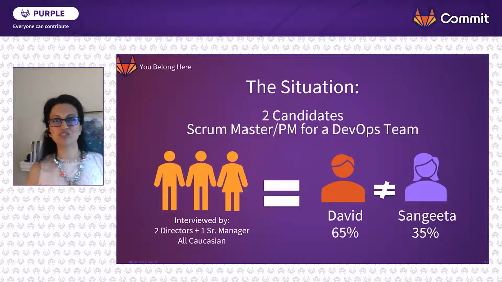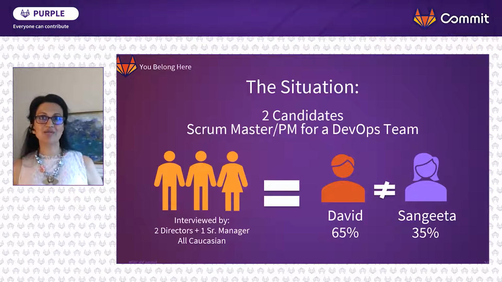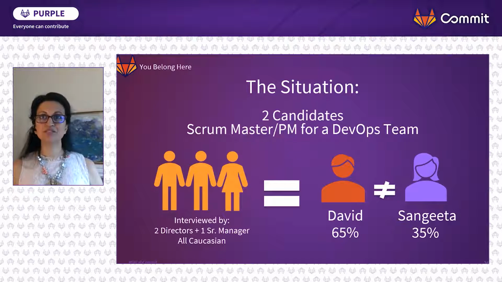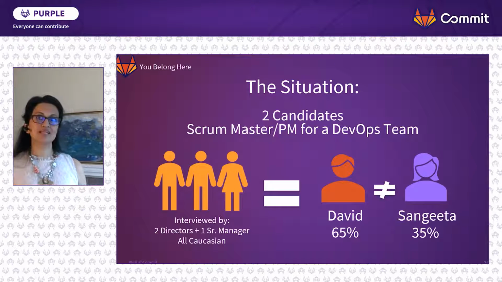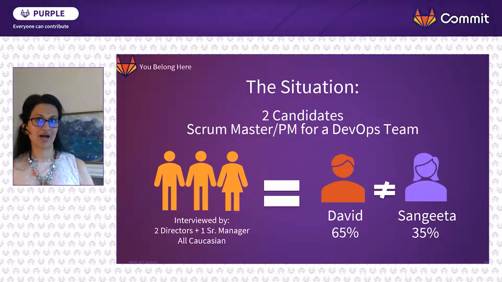This is a real situation, by the way, I was part of a few years ago. 2 directors and a senior manager, all Caucasian, interviewed several technical project managers and scrum masters for a product and DevOps team. They landed on 2 candidates, but they were not sure about their final decision. One candidate was a Caucasian male, David, and the second candidate was Sangeeta, a woman from a diverse cultural background.